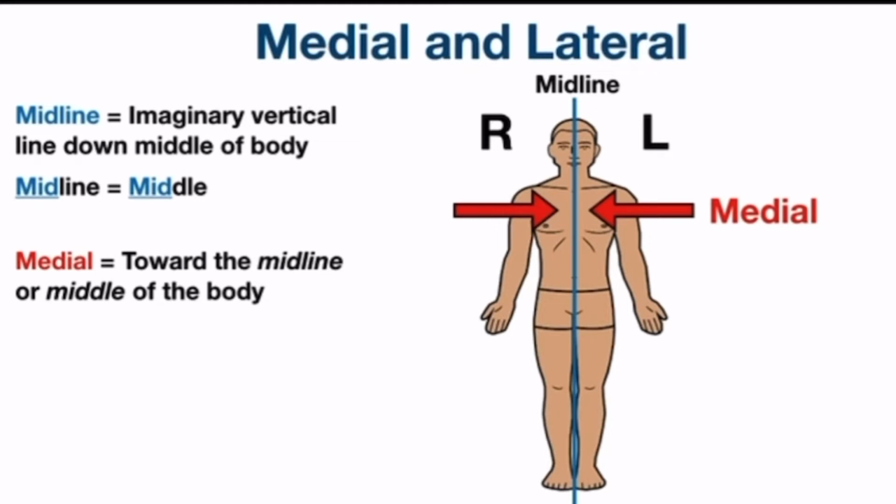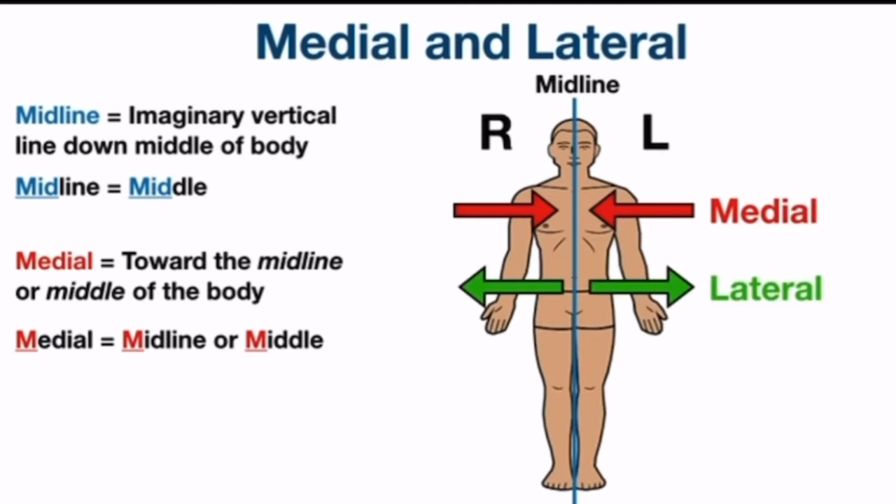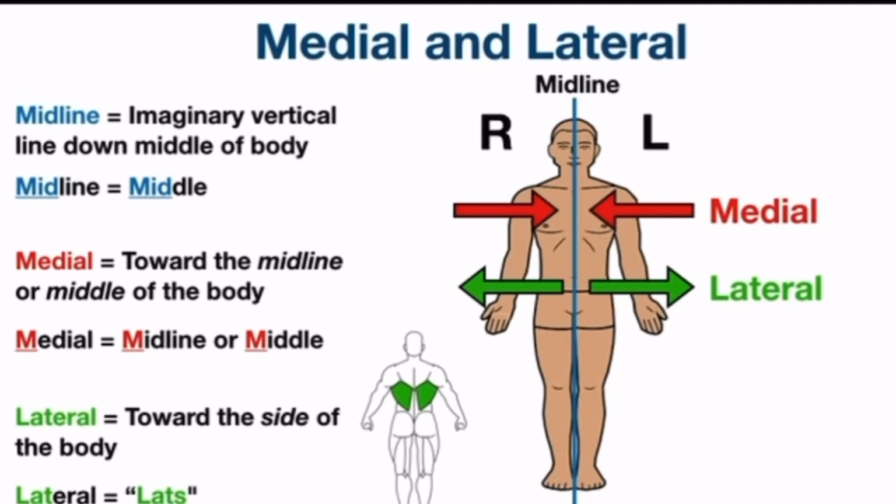In other words, we're moving away from the sides and toward the midline. This is medial. Medial is simple to remember. Use the letter M to think of medial, midline, and middle. If we move away from the midline of the body, then we're moving lateral. So lateral is defined as the side or toward the side of the body. In other words, we're moving away from the midline and toward the sides. This is lateral. Lateral can be remembered by thinking of your lats, which are your side back muscles.